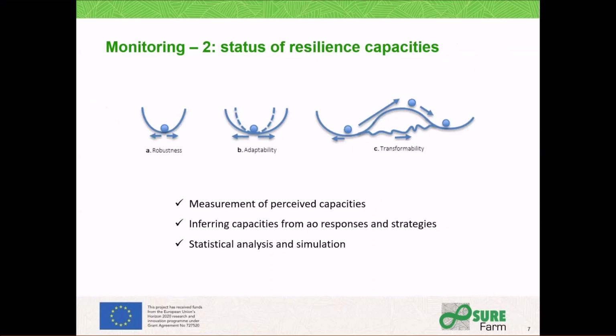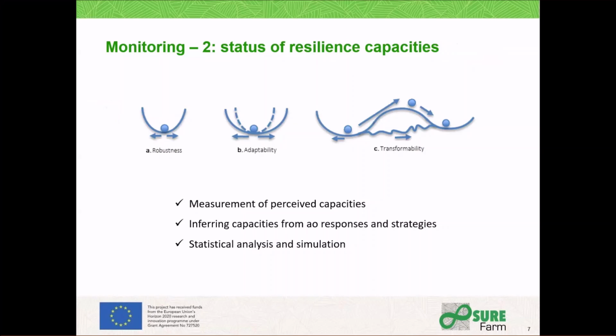What you can do then is look at the perceived capacities. You may think, perceptions? Yes, it's because of the latent character of resilience. Also, the perceived capacity of dealing with crisis is very important. So you can measure perceived capacities. You could also derive it, infer it.